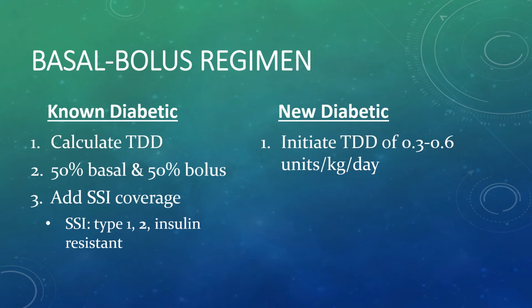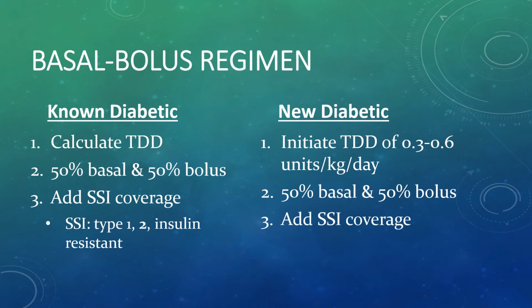So then you'll take that calculation and multiply it by their weight in kilograms, and that will give you their total daily dose. And then you take 50% of it as basal, 50% of it as bolus, and then you add sliding scale on top of it.